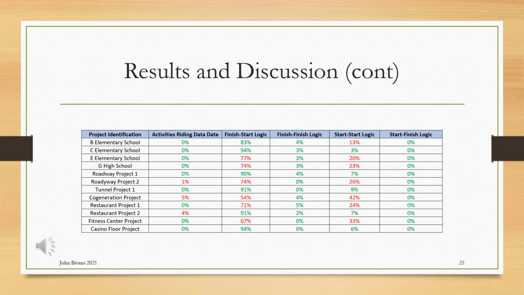With respect to activities riding the data date, of the 12 schedules evaluated, only 3 projects failed to meet this threshold. Activities riding the data date is an indication that an activity's predecessor was manually actualized, and the activity's start date is now being pushed out every time the data date of the schedule is updated.